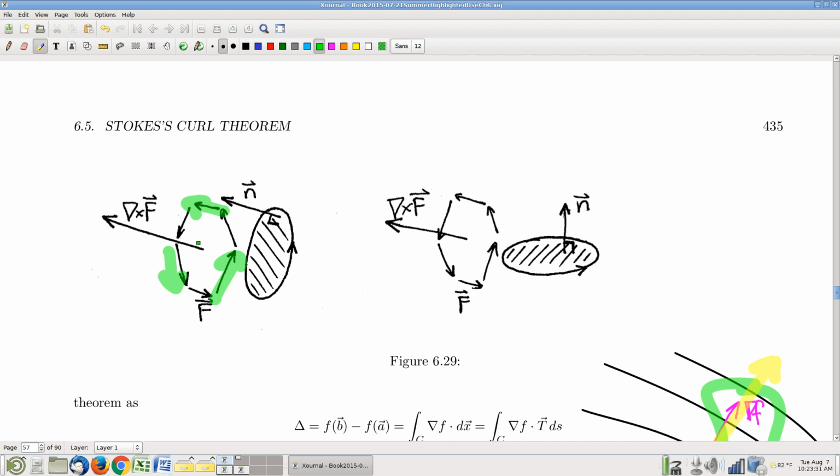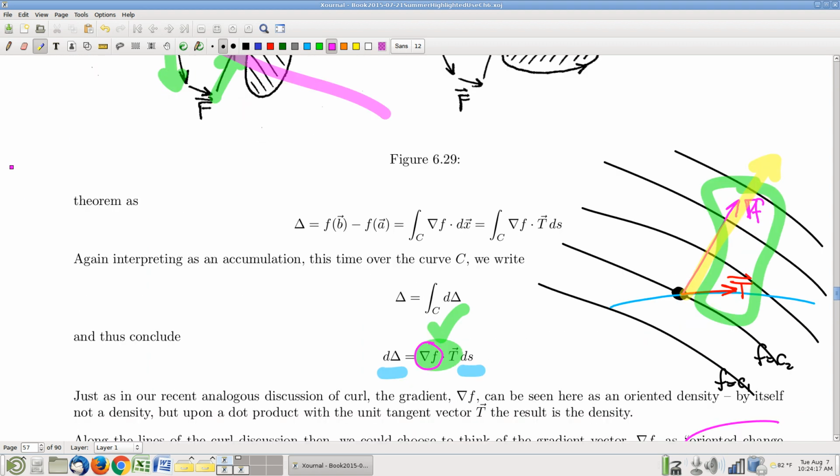So curl tells you two things, just like gradient does. By its magnitude, it tells you how much the fluid is circulating. So if you have a short curl vector, then that means the circulation is slow. This is not that much. It's slow flow around that line, right? If the curl is long, that means there is a fast circulation of the fluid around that line. So the magnitude of the curl tells you how much circulation, and the direction of the curl tells you the axis around which the fluid is circulating. The analogy is very strong. The direction of the gradient tells you which way the function is changing.